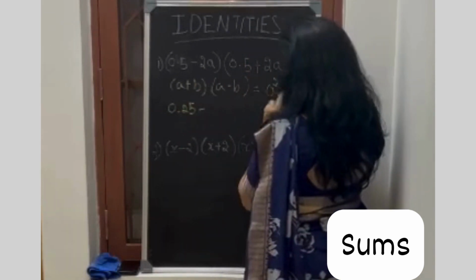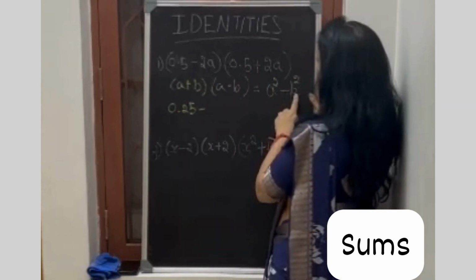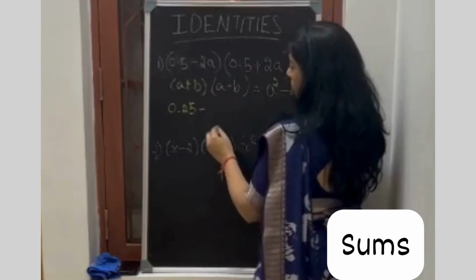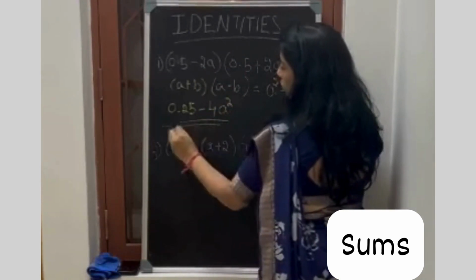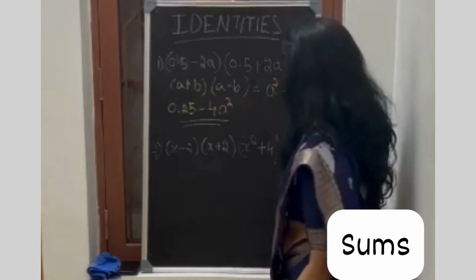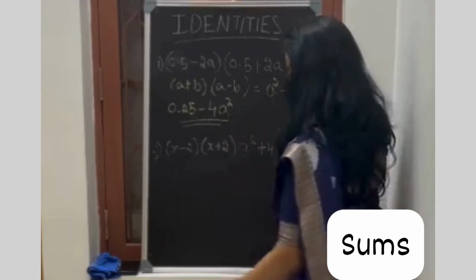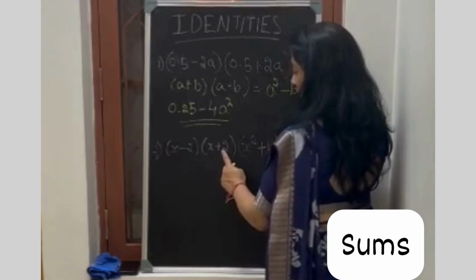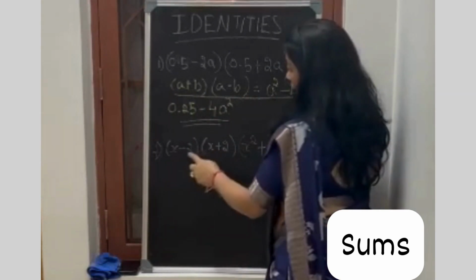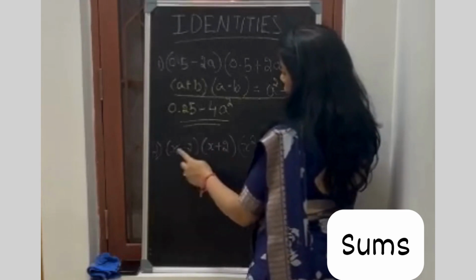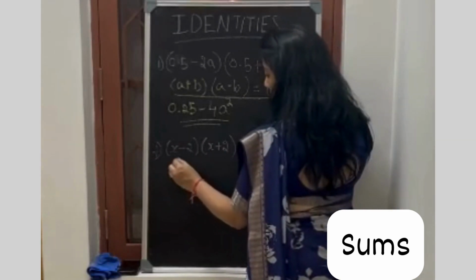Minus sign, because here is a minus sign. Then b square. 2a into 2a is how much? 4a square. So this is my answer. Over. The sum is done. Now next sum, second sum. (x minus 2) into (x plus 2). Again I have to use the same formula. (x minus 2) into (x plus 2). So it will be x square.